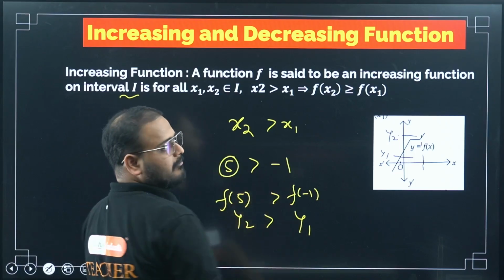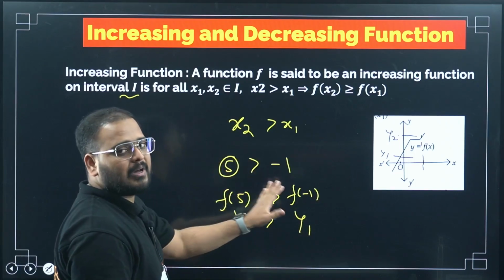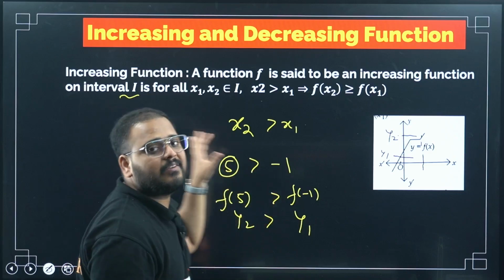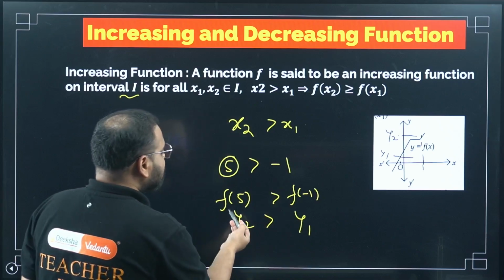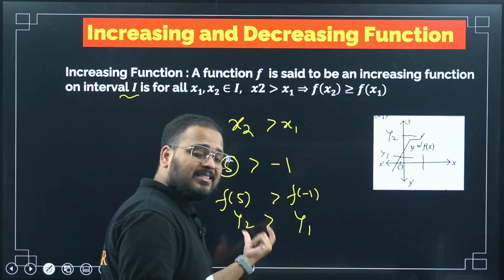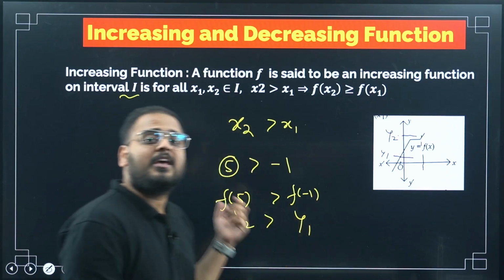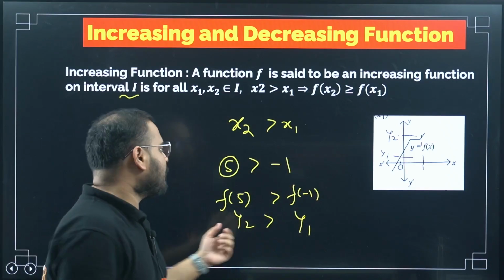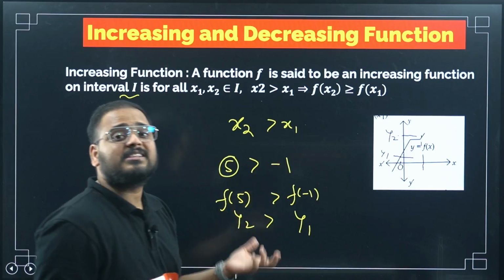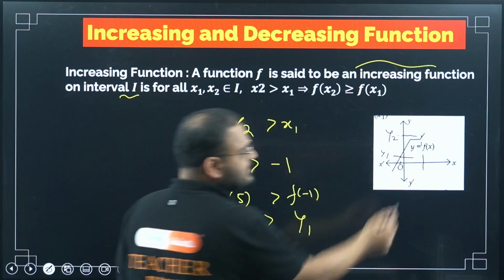Of course 5 is more than -1. Where are 5 and -1 from? From the domain, or the interval where the function is defined. If you consider that, then the function values will also come in the same way. Means for x2 to be greater than x1, if the corresponding values of the function at x2 and x1 are in the same order, greater than, then I can say the function is increasing. Same you can see.